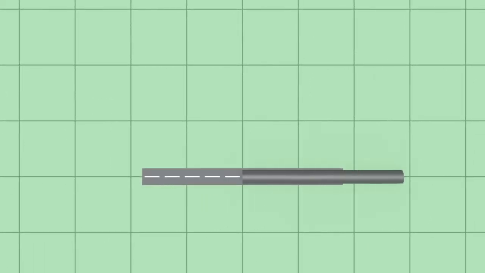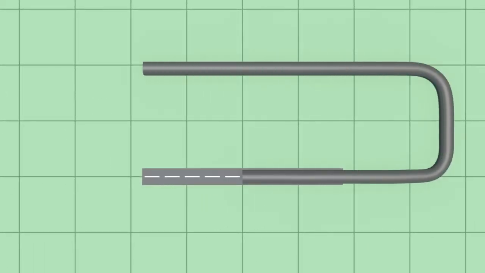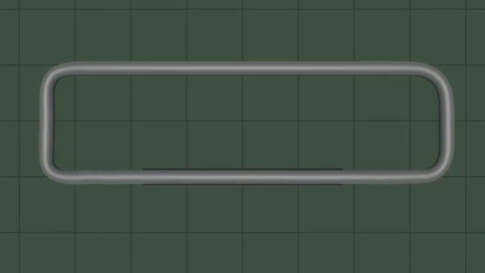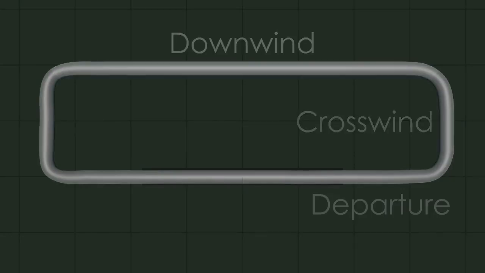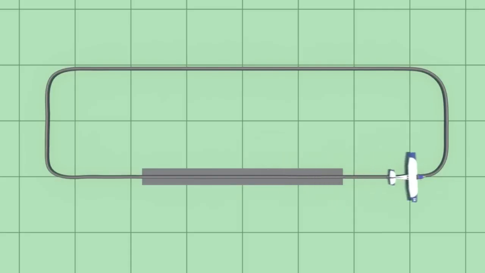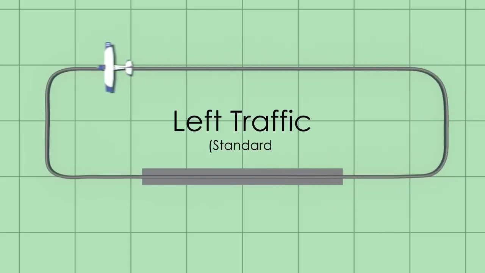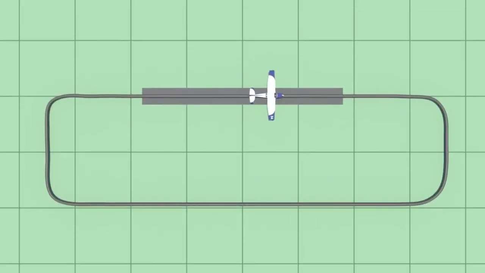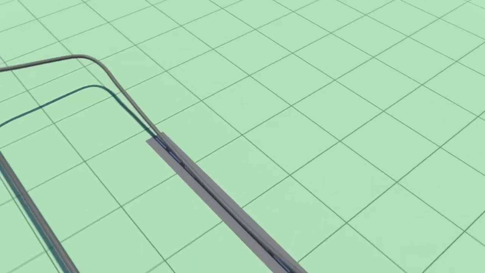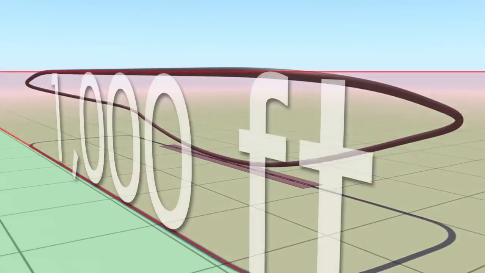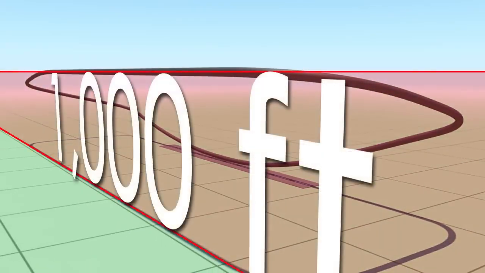airport. The traffic pattern consists of a rectangular shape made up of 5 different legs: departure, crosswind, downwind, base, and final. The standard traffic pattern is referred to as left traffic. This means that all turns in the pattern are made to the left. A runway could also have a non-standard or right traffic pattern, where all turns are made to the right. At most airports, the traffic pattern is typically flown 1,000 feet above the elevation of the airport.